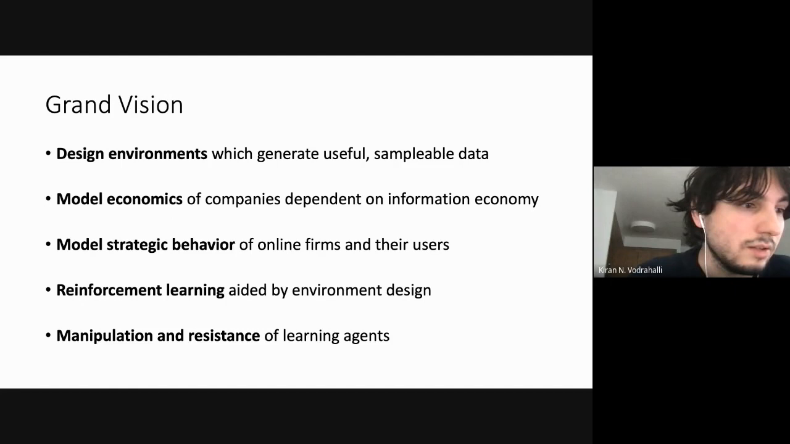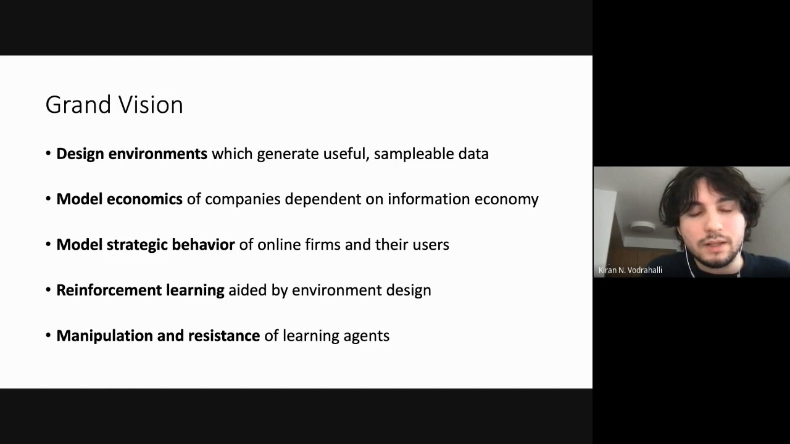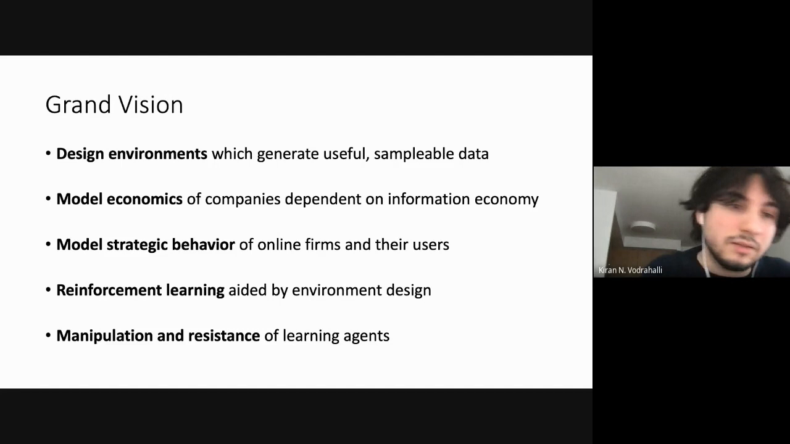And the other question, which is also related, is the manipulation of learning agents. In this case, the agent wasn't a learning agent, it was just an MDP. But we can ask more general questions about whether it is possible to manipulate an online learner. There is some existing work in this direction already, and basically we could go down that route even further.